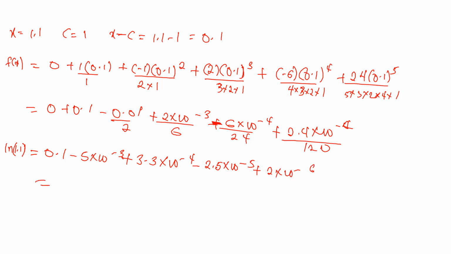So by adding everything together, you're going to have 0.095307. So that is the approximate value. Alright, let's go on to the last example.